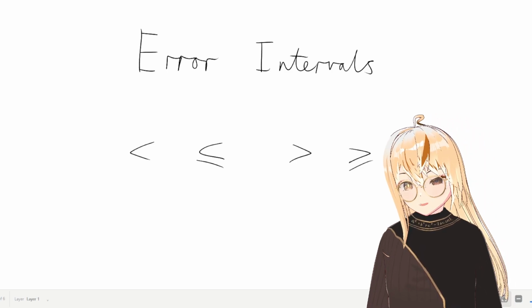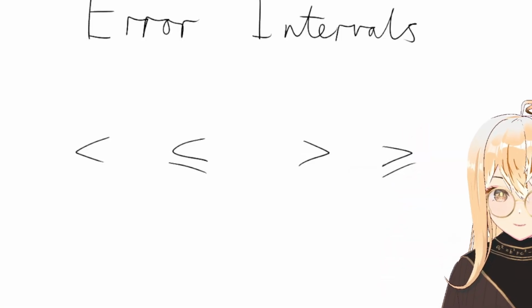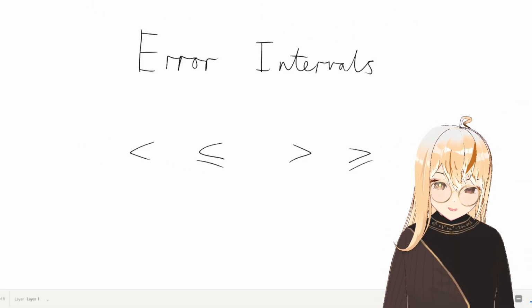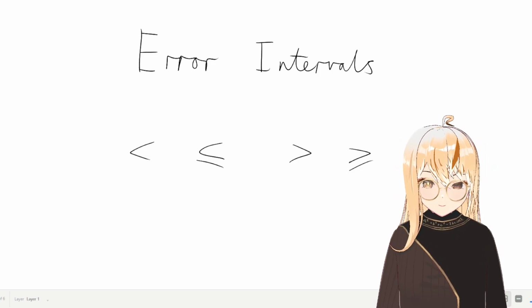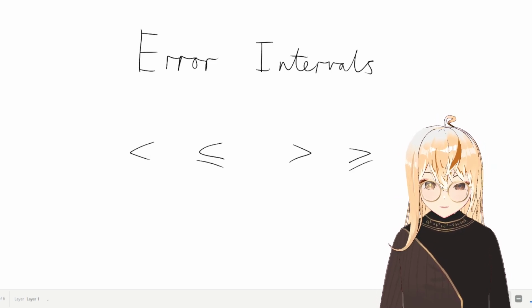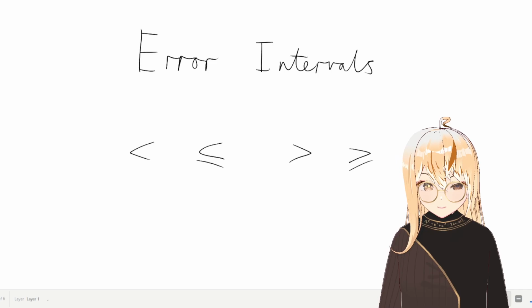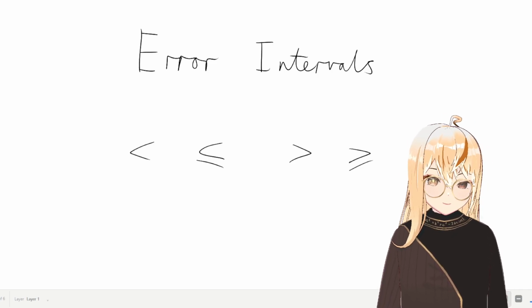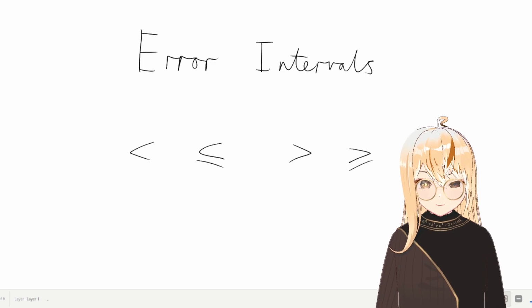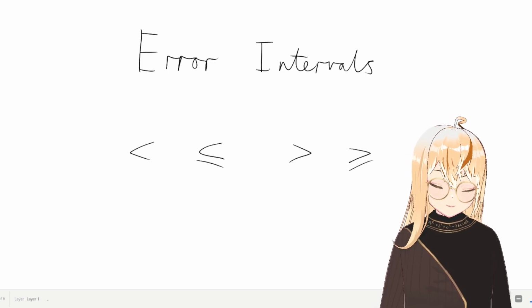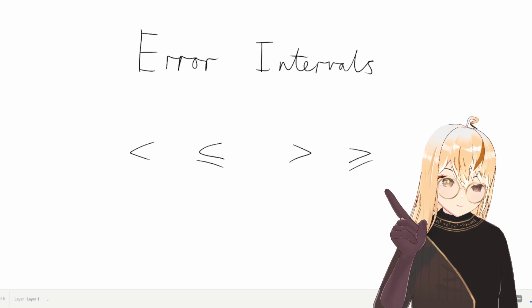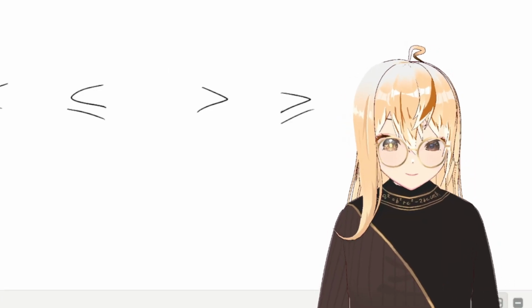Now, I want us to get used to these symbols on the screen right here. The one on the very far left means less than. So the number on the left of the symbol should be less than the number on the right. The second one on the left is less than or equal to, so it's the same thing with another line on the bottom. The second one on the right is greater than. This one right here is greater than or equal to. And that's pretty much all you need to know.